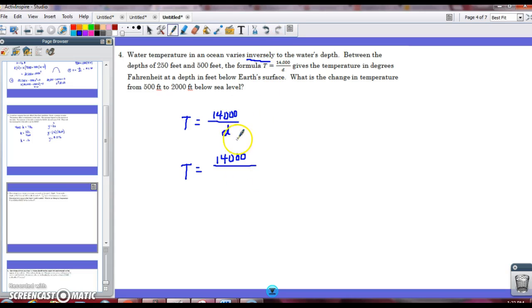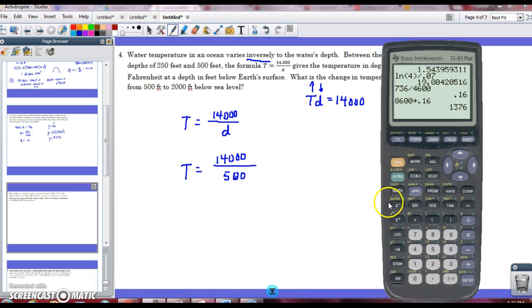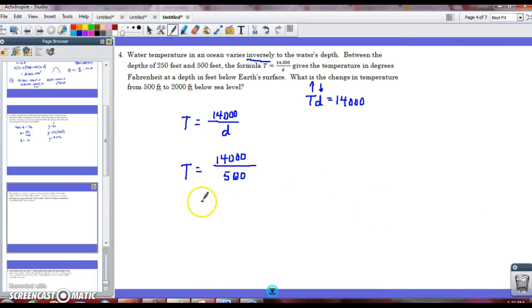Remember, inverse variation means as one increases, the other one decreases. So you can think of it as this: T times D is equal to 14,000. So as one of these numbers increases, the other one has to decrease in order to keep that constant of 14,000. That's all that inverse variation is. So we would figure this out for 500. And if we figure that out, 14,000 divided by 500 gives us 28. So 28 degrees Fahrenheit.